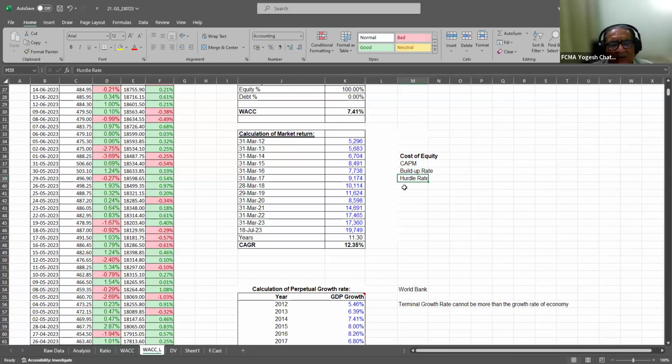According to me, that is not proper, that is debatable, but many valuers, many companies, are making use of the hurdle rate as their discounting rate. So either CAPM, build-up rate, or the hurdle rate, or many other methods to derive the cost of equity. The CAPM formula, as we all are aware, is the risk-free rate plus beta multiplied by the equity risk premium.